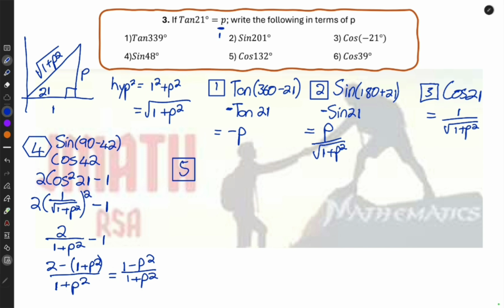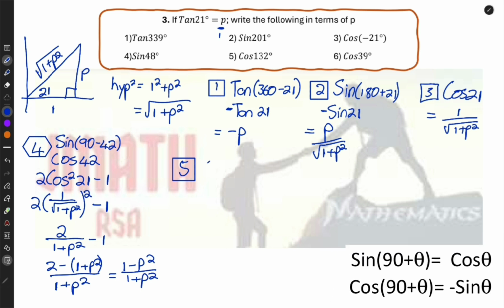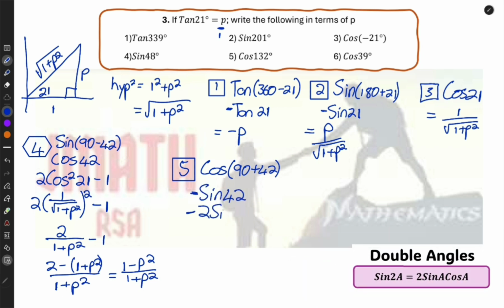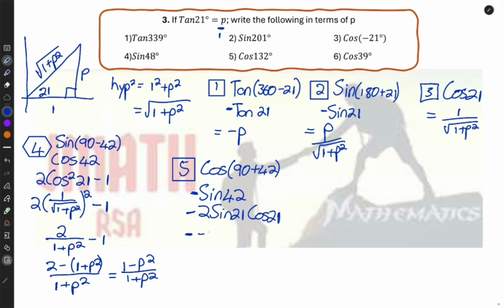So question 5, I now once again need to figure out how does this relate to a 21. If I do the quadrants, it's going to be 180 minus 48. Okay, and we saw 48 as cofunctions with 42. Or I can say this is immediately cofunctions, and I can rewrite this as cos(90 plus 42). Now remember, this is the only one that turns into a negative, so this is minus sine 42, which means it's minus 2 sine 21 cos 21. Now I can use the triangle and just say this is minus 2 times p over root 1 plus p squared, and then times 1 over root 1 plus p squared.